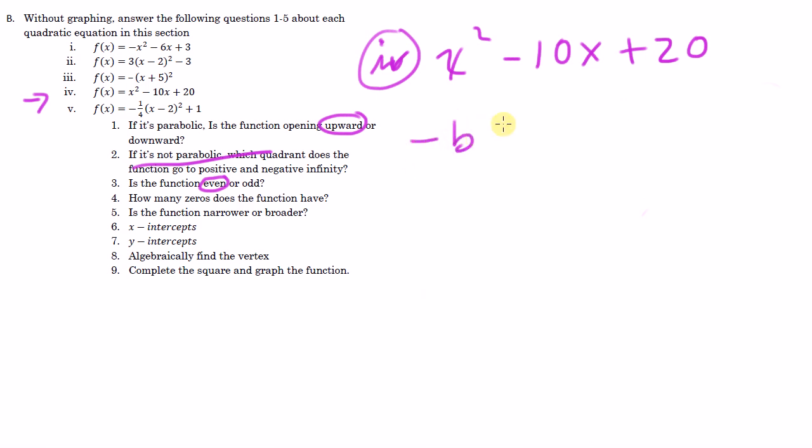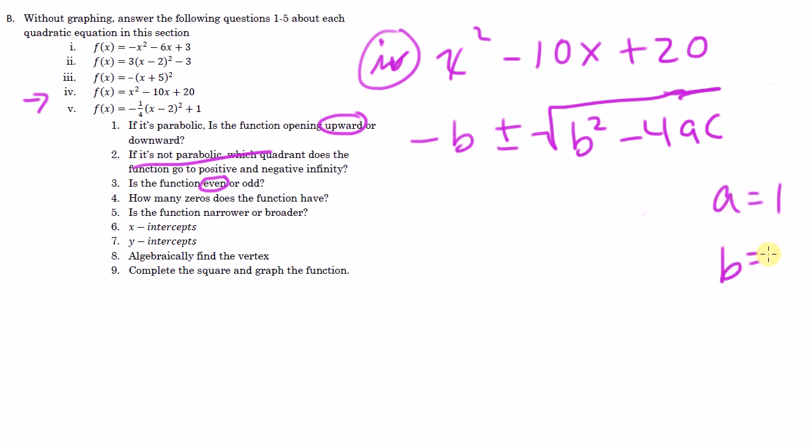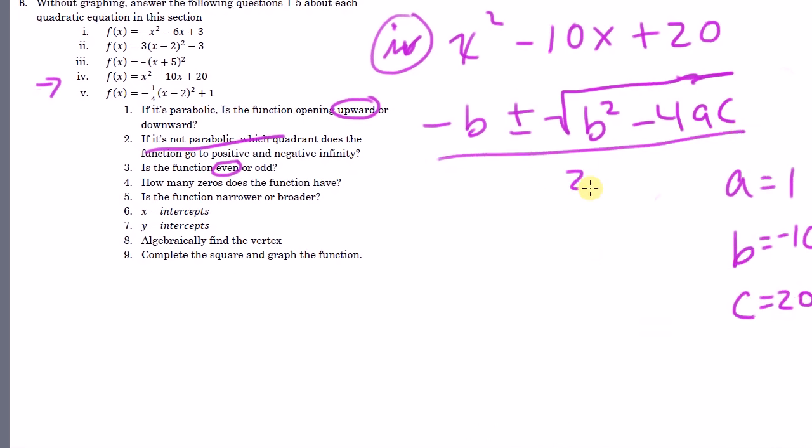So we have negative b plus or minus the square root of b squared, that's not negative b squared, Jason. I always mess this thing up. b squared minus 4ac, where a is equal to 1, b is equal to negative 10, and c is equal to 20. And I'll put this all over 2a.